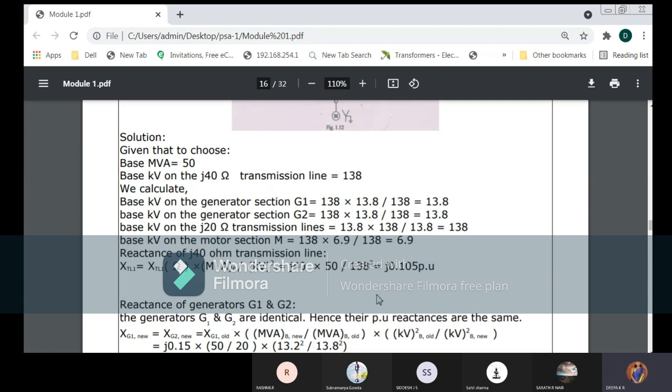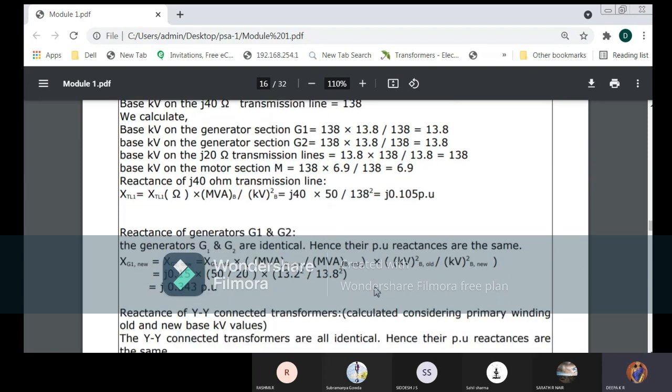First case, transmission line, we have done. Next it is necessary to determine generator 1 and generator 2. For generator 1 and generator 2, the same formula you have to apply here.